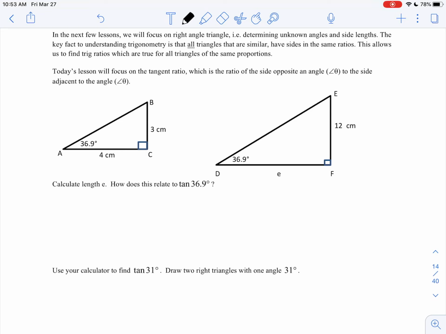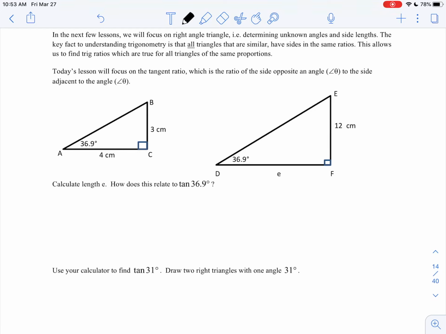You can read that if you'd like. The first question says, calculate length E. How does this relate to tan 36.9 degrees? So before I even look at that tan of 36.9 degrees, I'm just going to take a look at my triangle and show that they are similar triangles.